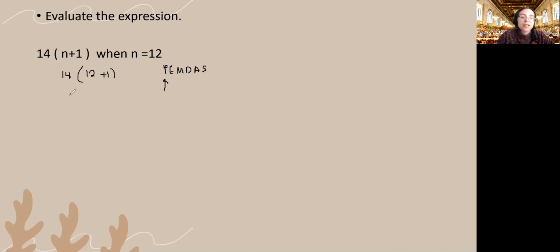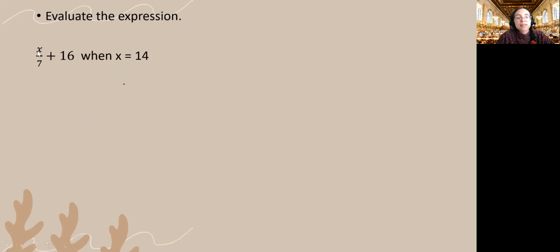So let's go ahead and do that. We have 14 times, what's 12 plus 1? 13. And then now we can do our multiplication of 14 times 13. That is 182. Okay, so we started here in the parentheses. We carried out the operation within the parentheses. Then we multiplied whatever was out here. Hopefully that makes sense. Let's go on to the next example.